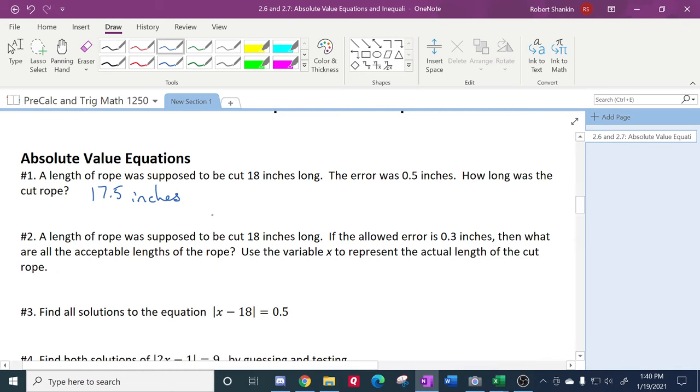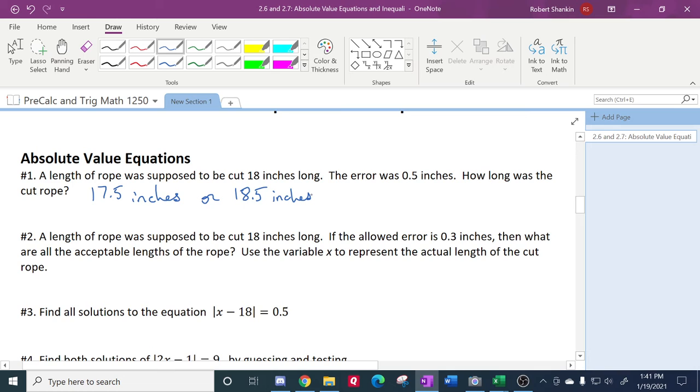18.5 or 17.5, I believe. There's actually two. Annika got that. She got 18.5 or 17.5. Great, she's super smart. All right, so the error could have been in either direction. It could have been half an inch too short or half an inch too long. So that's why my first instinct would probably have been to give just one answer, but when we look at it closely, we see the error can be in either direction.